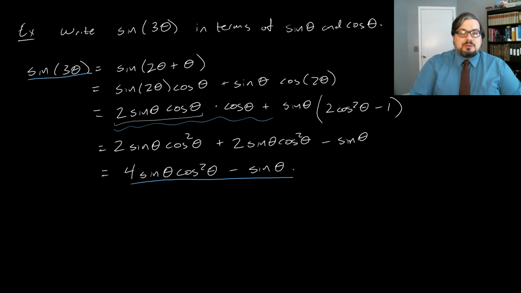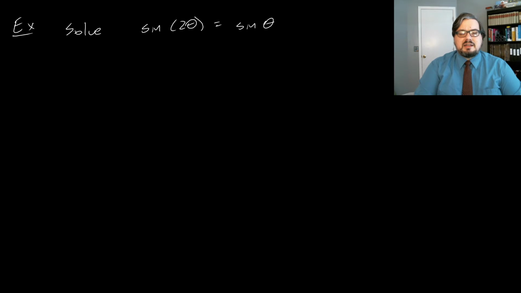As another example, let's try to solve sine 2 theta equals sine theta. We want to find all of the angles where if you evaluate sine at that angle and then sine at double that angle, you get the same thing out of it.